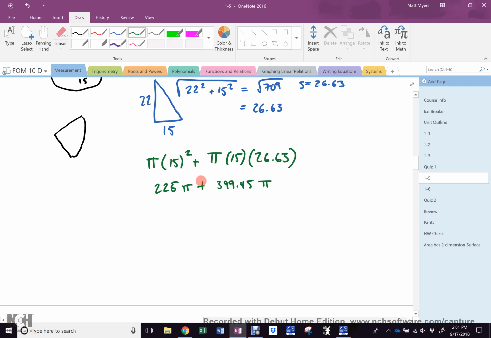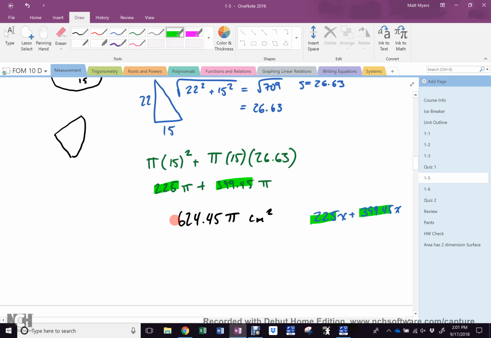Now, if this was 225x plus 399.45x, what would you do with 225 and 399? Add them. So what do you think you're going to do there and there? Add them. What is 225 plus 399.45? 624.45. 624.45 pi. It would be centimeters squared. Centimeters squared. Now listen to me.